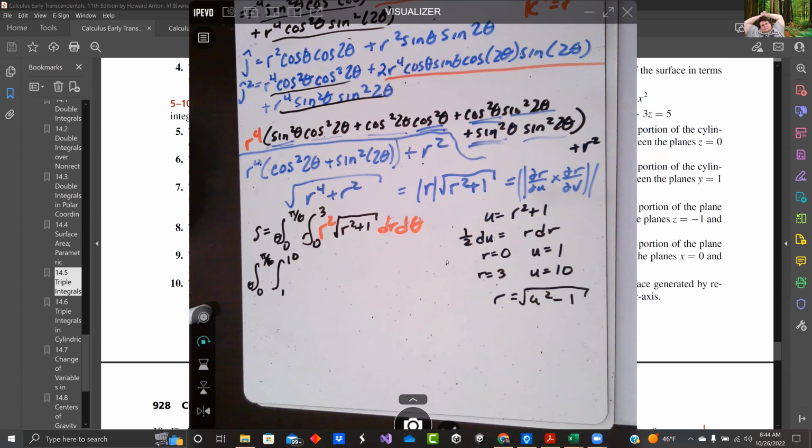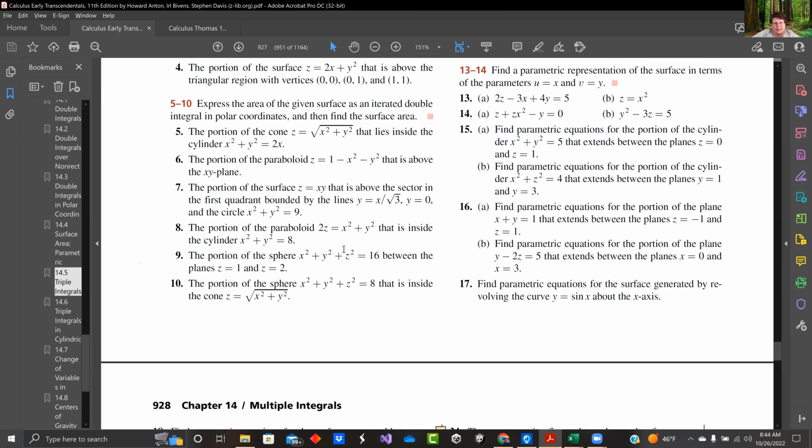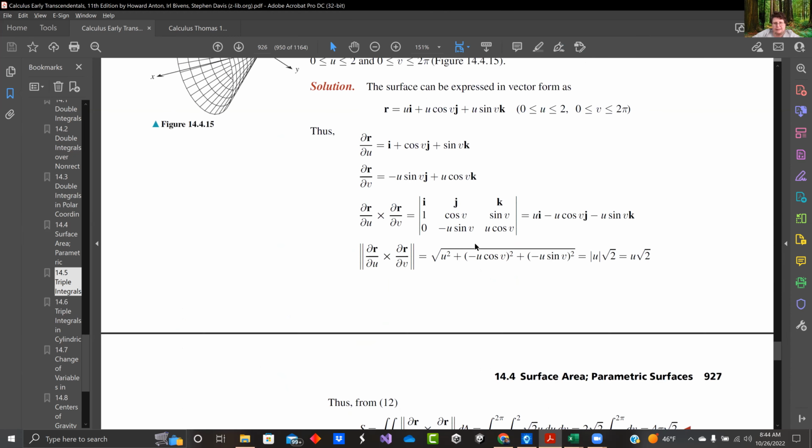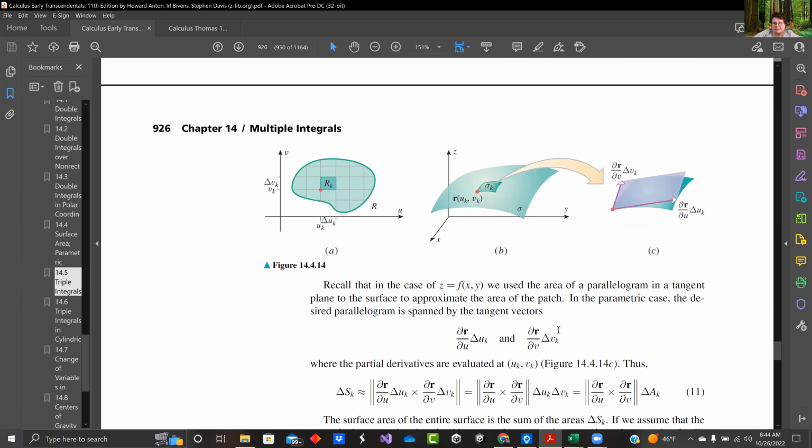Huh. That doesn't help. Was I supposed to use r dr d theta? Did I jump the gun, or does that come into play using the dr du? Let's come back and look at it. I've got an example in polar coordinates.